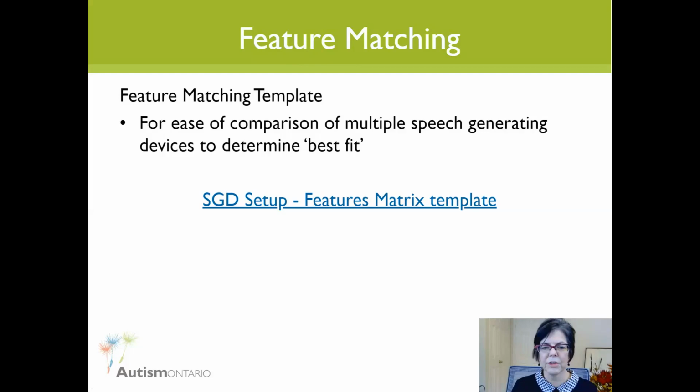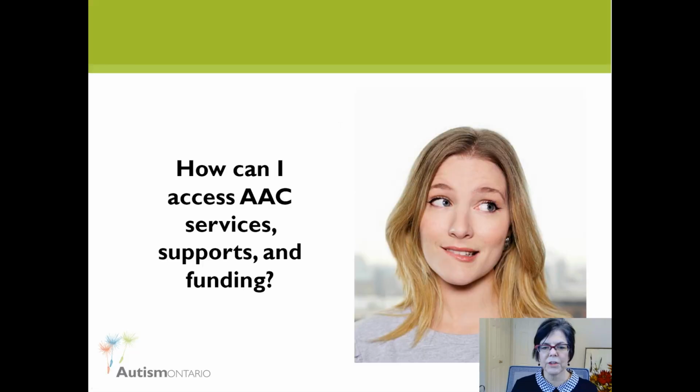So you'll see in that feature matrix that across the top are all the different features that could have an impact, and down the left side of that Excel spreadsheet is where you write, okay, I'm going to try Proloquo2Go or LAMP or TouchChat or Lingo. And like I said, there are lots of them. So you may want to look on the website pages or the YouTube video, where she talks a lot about the features of each one, and fill out that chart. That's something important to do as part of an assessment.